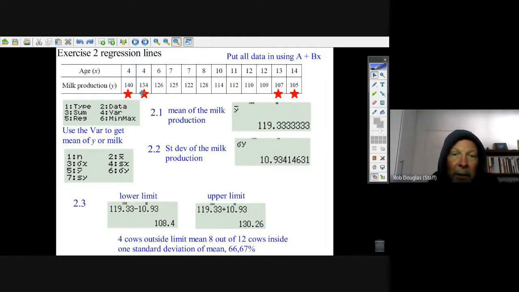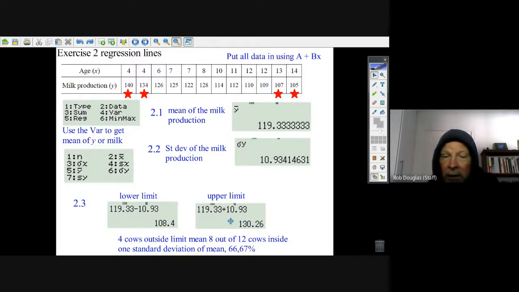Well, there's your numbers. How many cows are going to fit in between 108.4 and 130.26? Well, I put little red stars here. Hey, look at that. Those two are outside. They're bigger than the upper limit. And those two are smaller than the lower limit. So 4 cows are outside the limit. Well, there's 8 cows that are within one standard deviation of the mean. There they are. The 6-year-old, the two 7-year-olds, up to the 12-year-old. All those cows are within one standard deviation of the mean, within these limits.